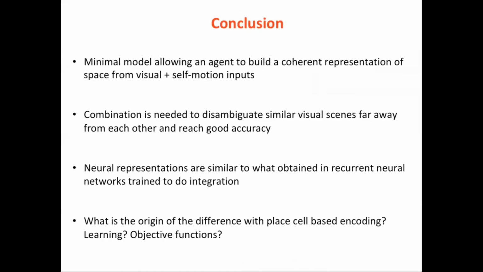And of course that raises the question of why maybe the objective functions which are realized in animals are very different from the one I've shown here. But I think it makes the point that there is a large diversity of neural representations which can achieve this minimal spatial navigation task. So I will stop here and take your questions.